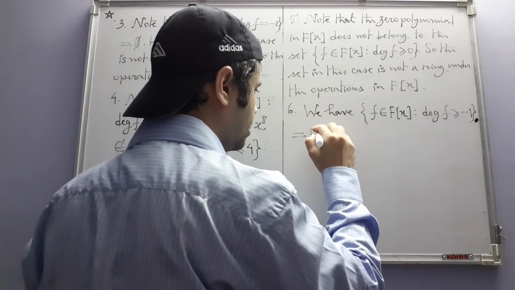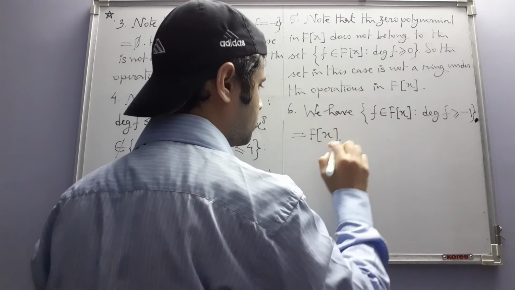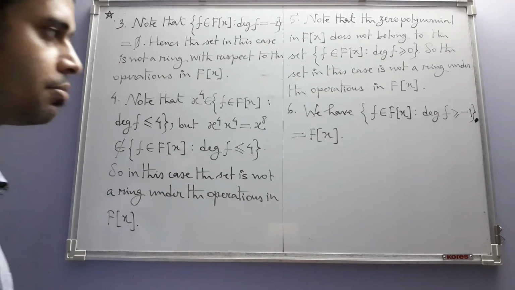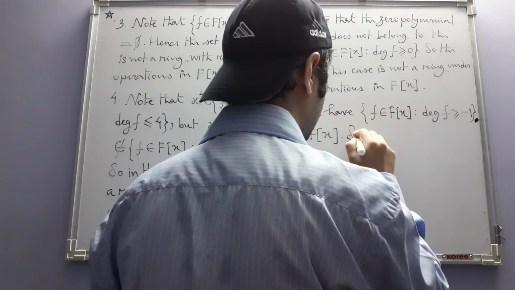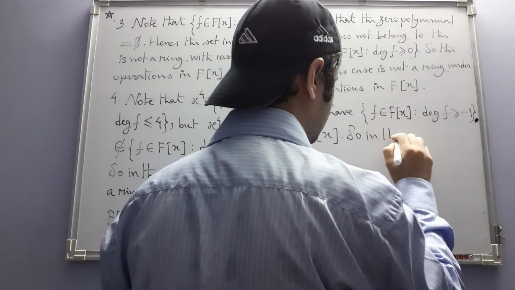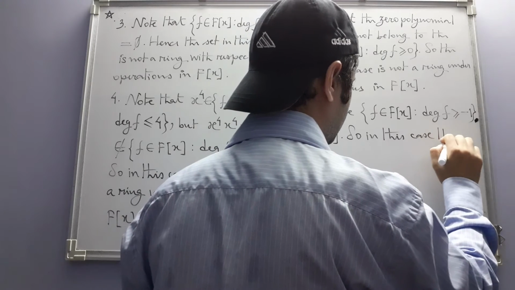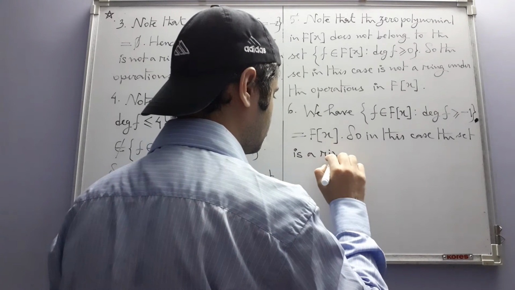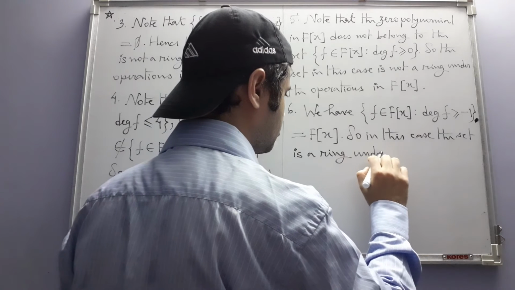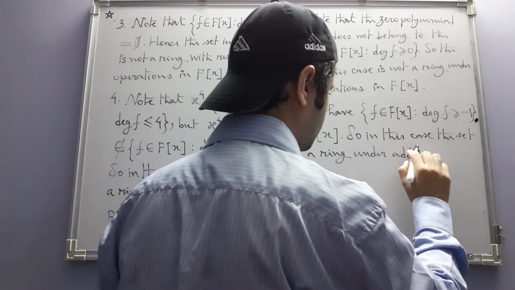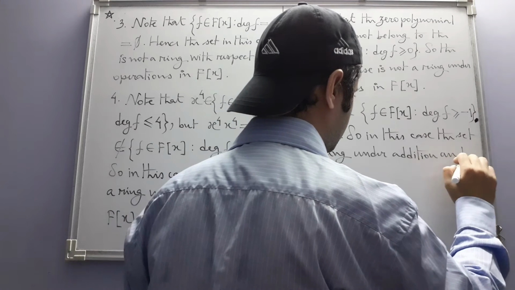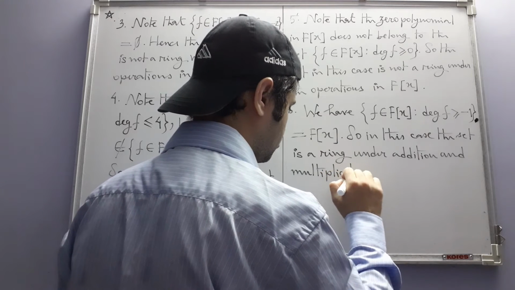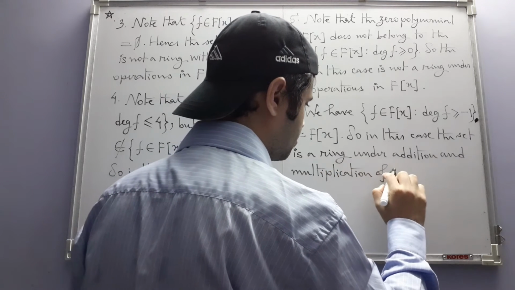So that's why this is the entirety of F[x], and we already know that F[x] is a ring with respect to addition and multiplication of polynomials.